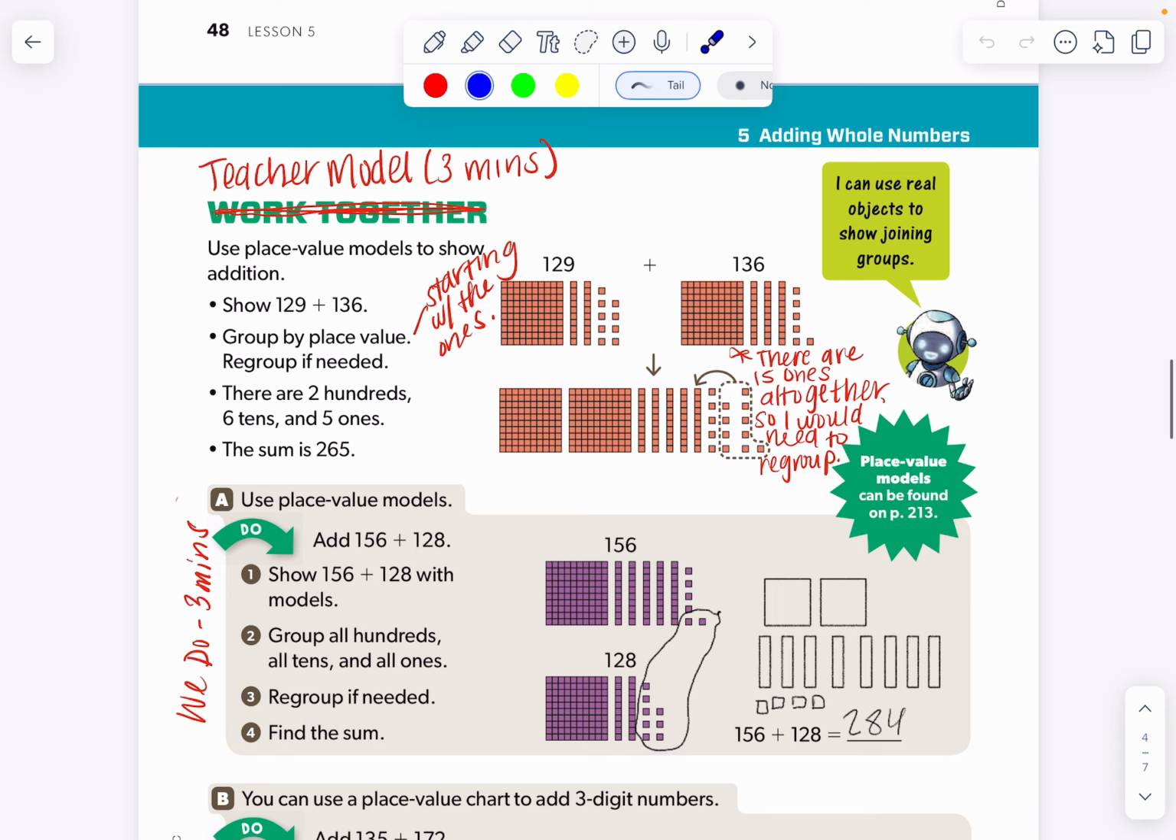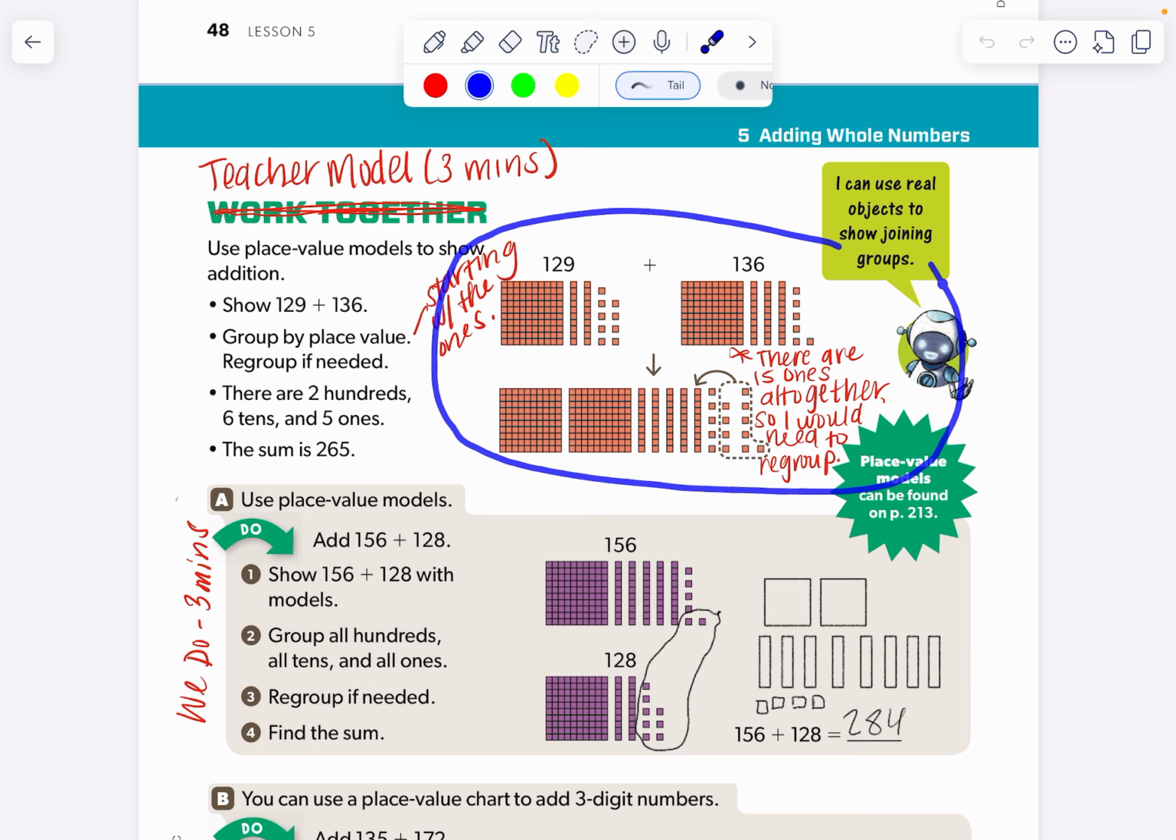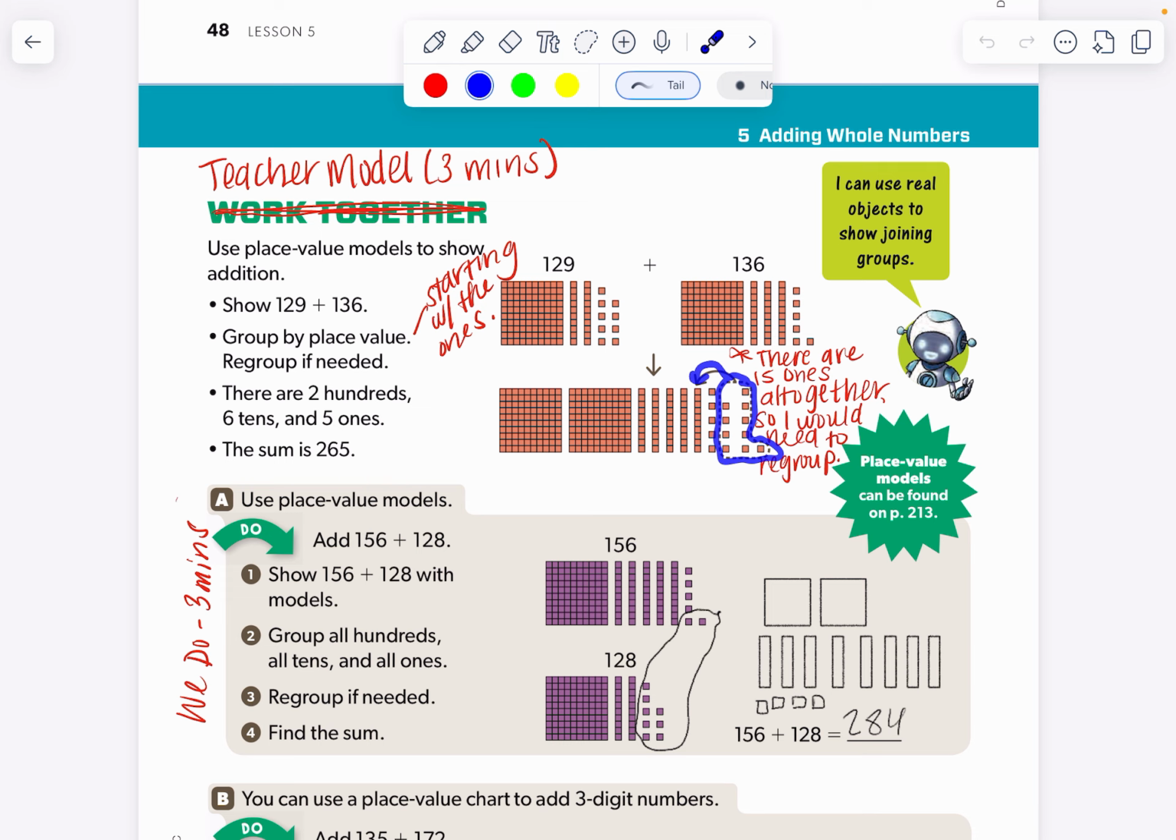From there, you are going to take 3 minutes to do a model around how to use place value models to show addition, particularly around making sense of the model in the ones place. So we have 9 ones and 6 ones. Again, that is way too much. That is 15 ones. So we would need to take 10 of those ones and regroup them into a tens block, which is that right there.